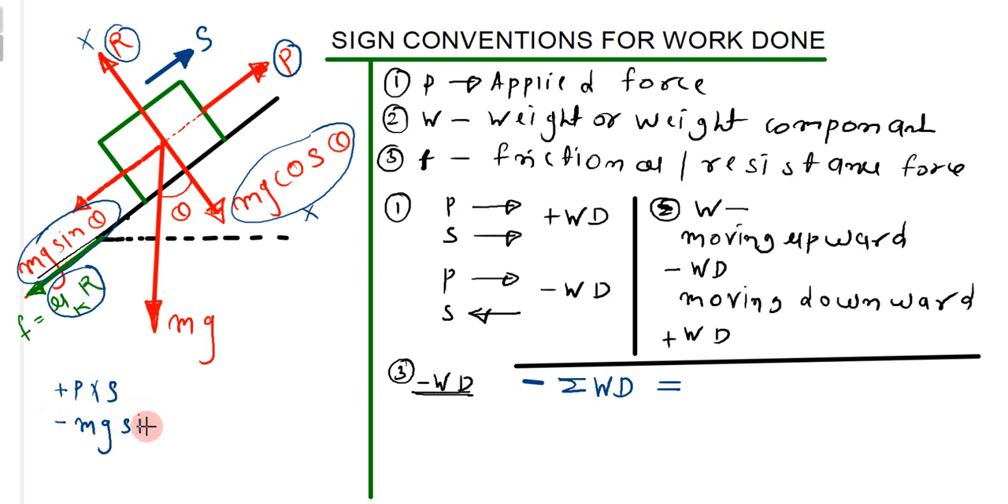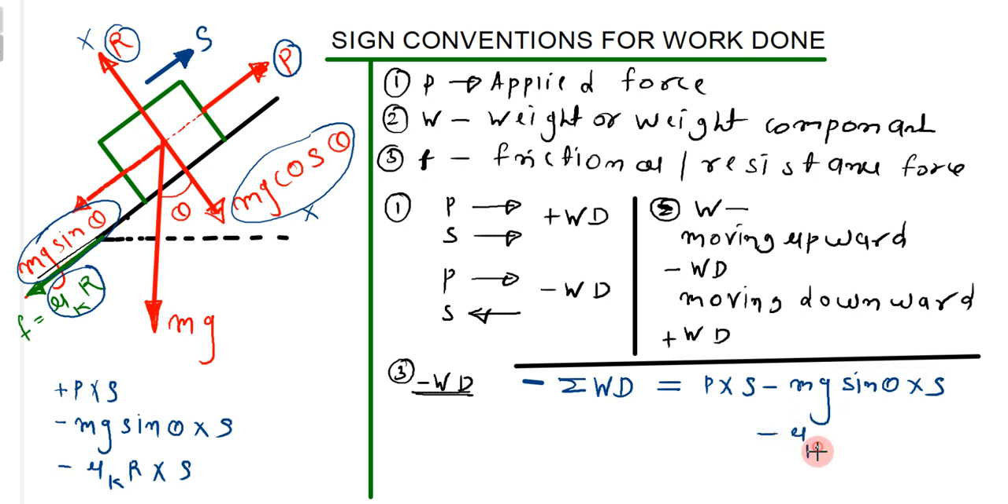So it is taken as minus mg sin theta into S, force into displacement. So this is the work done. Now only friction remains, that is always minus mu k into R into S. And we can take the summation of this also: P into S minus mg sin theta into S minus mu k into R into S.